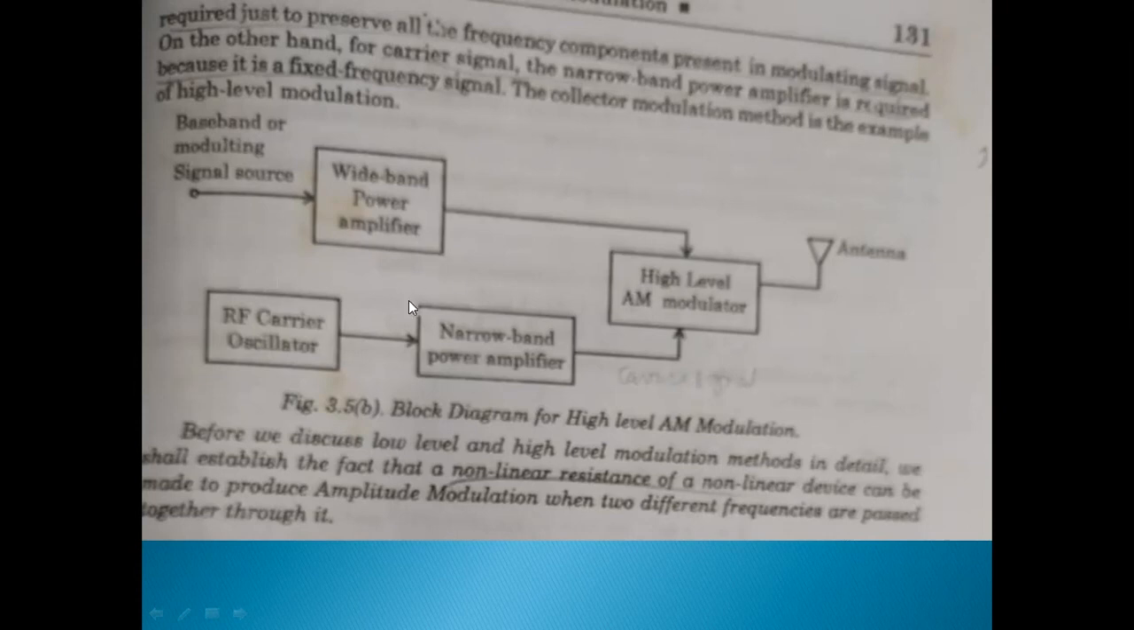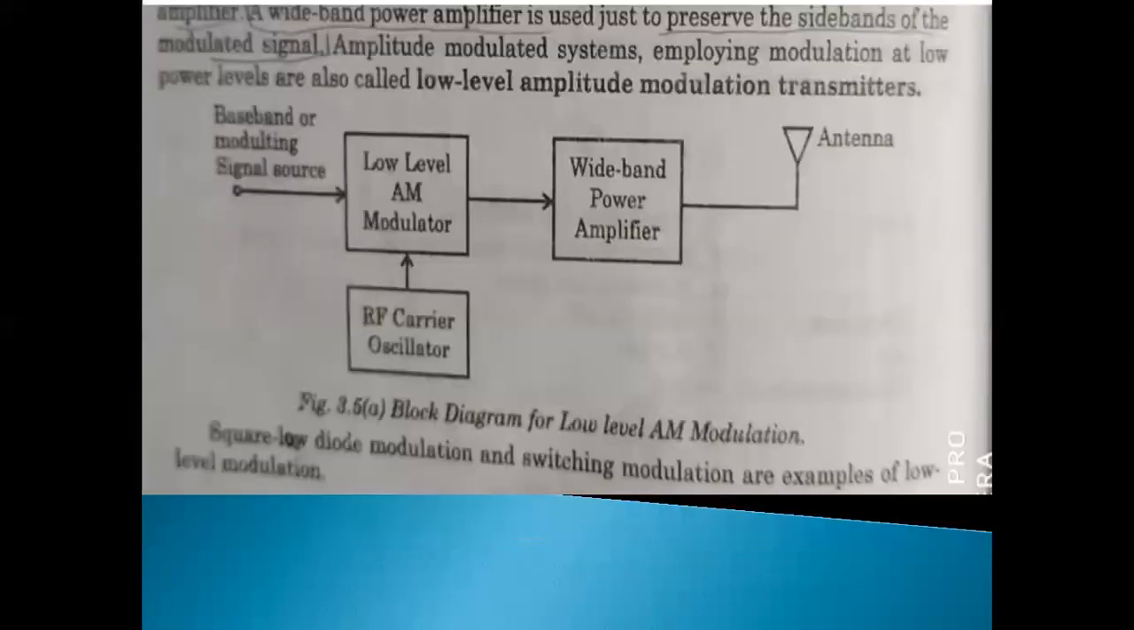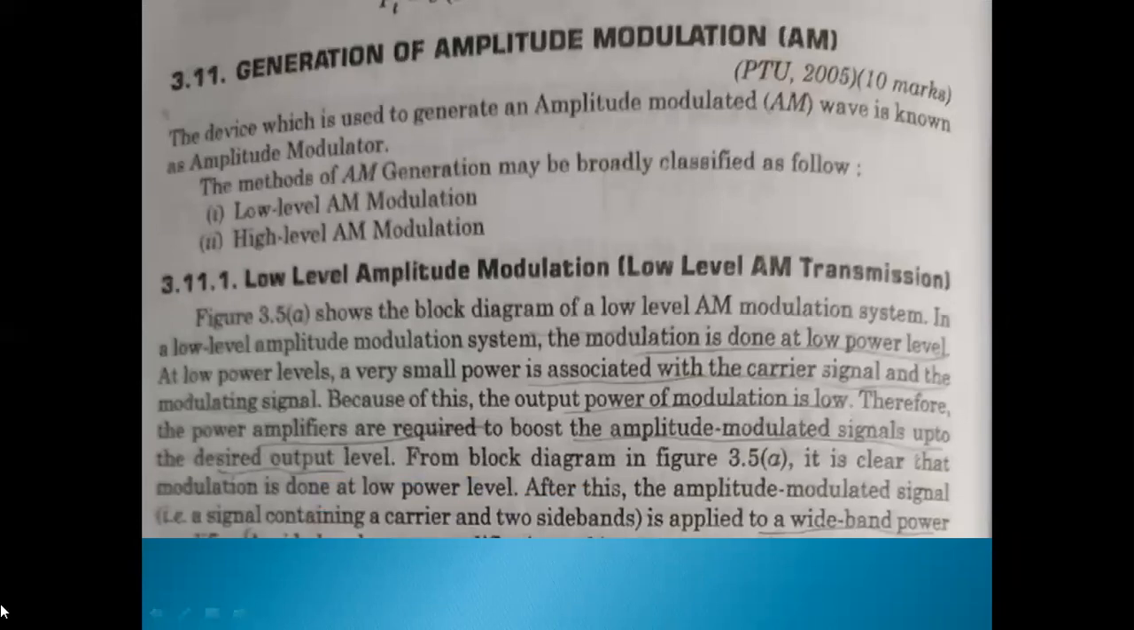This is nothing but high level modulation. What we are doing is, the signal is power amplified, and the carrier is also power amplified, and then modulated. After modulation, it is given to the antenna. Before, both signals are power amplified and then modulated. Low level modulation means after modulation, the signal is power amplified and then given to radiate. So that is the difference, and it is nothing but a matter of generation.